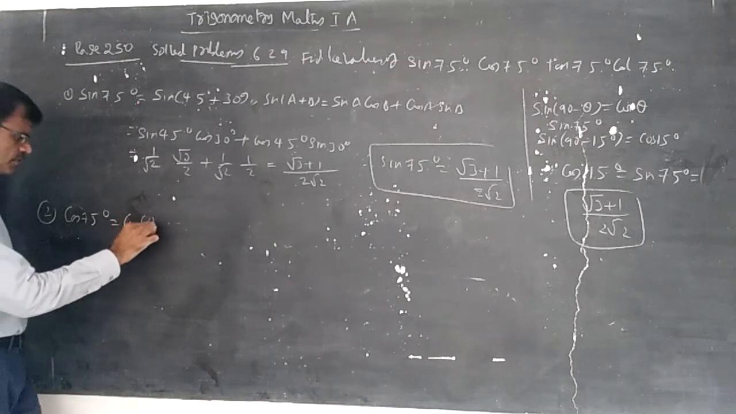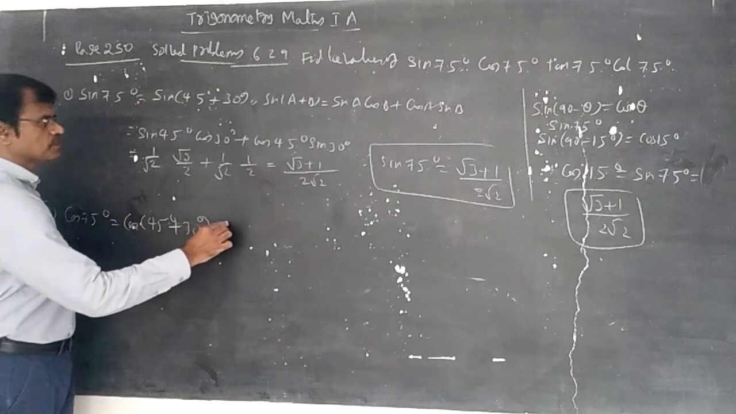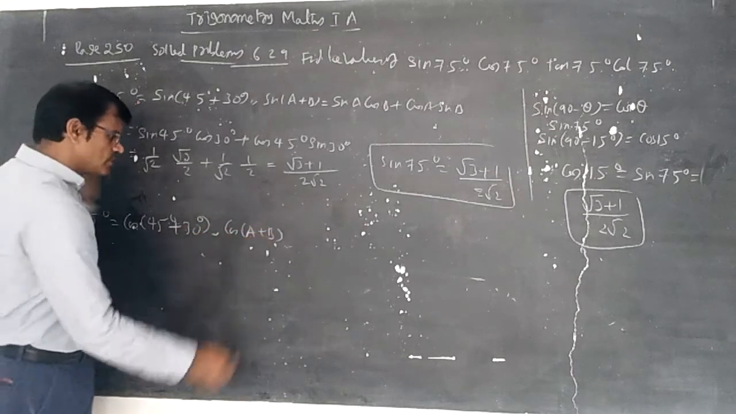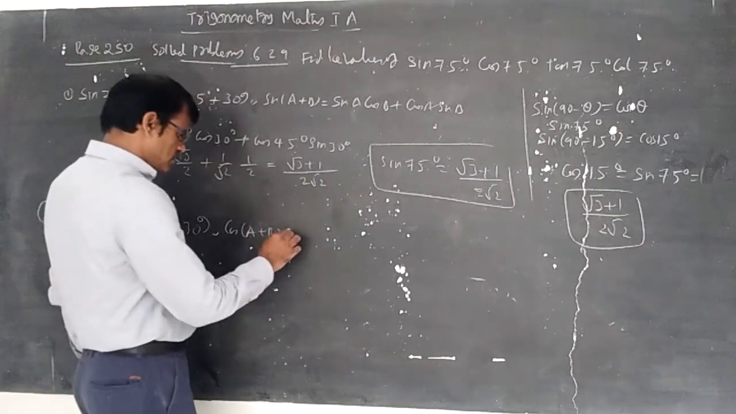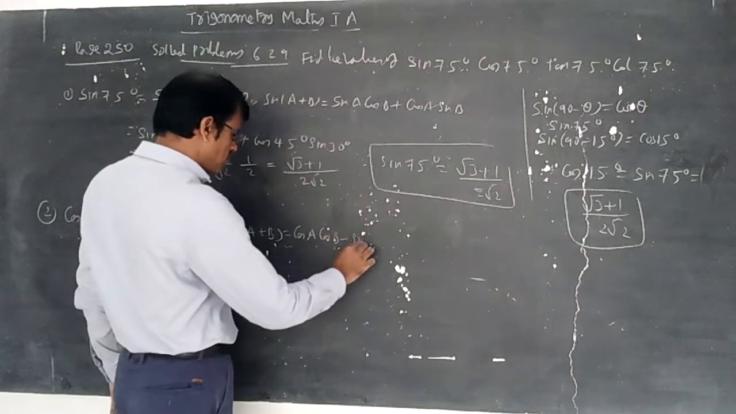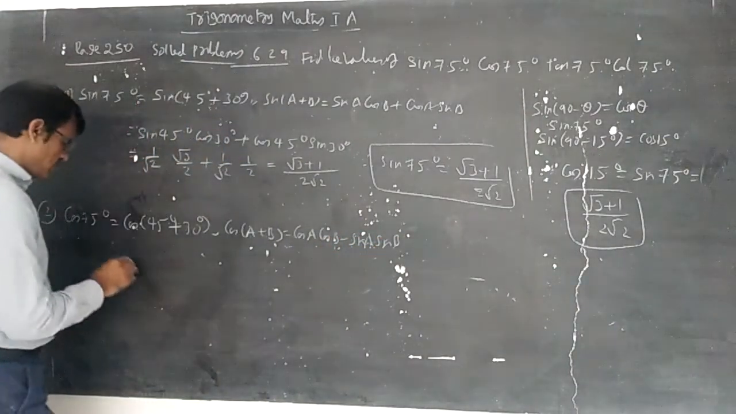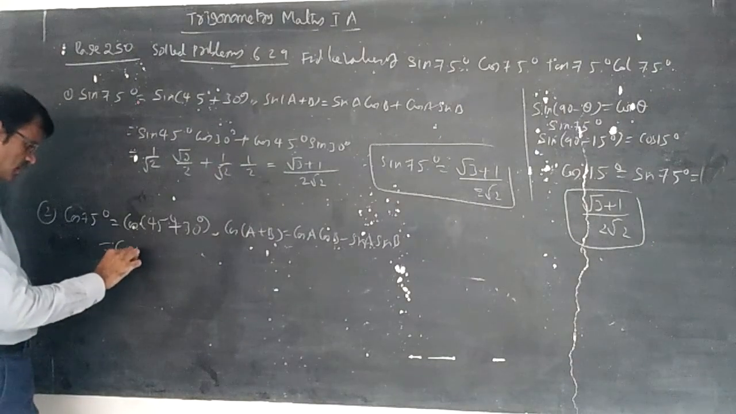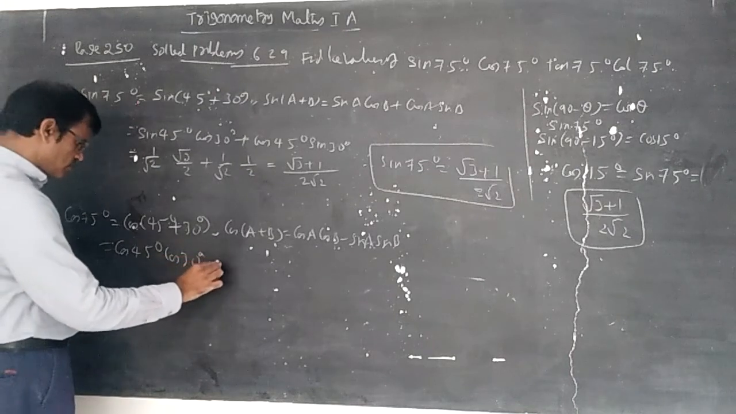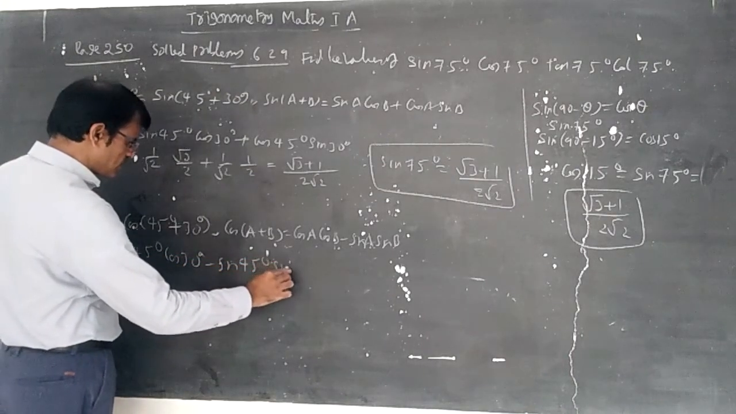Cos 75 you write as cos of 45 plus 30. Keep aside and write the formula cos of a plus b. Cos of a plus b formula is cos a cos b minus sin a sin b. Write here cos 45 into cos 30 minus sin 45 into sin 30.